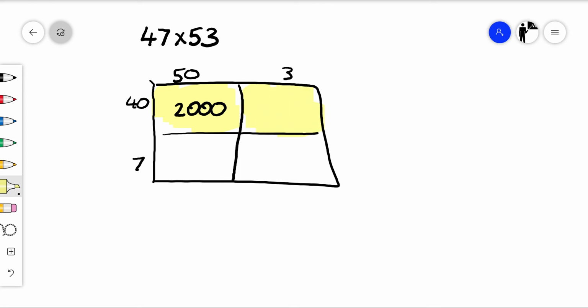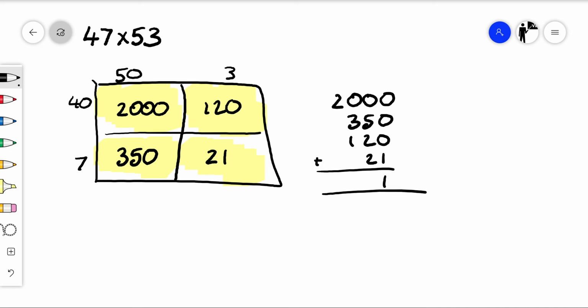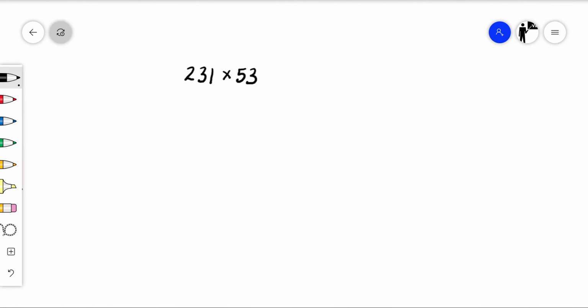And here we're going to do 40 times 3. 50 times 7. And 7 times 3. To work out the total area, we add them all together. 2000 plus 350 plus 120 plus 21. That's going to be 2,491.